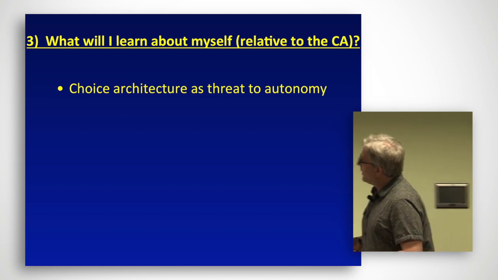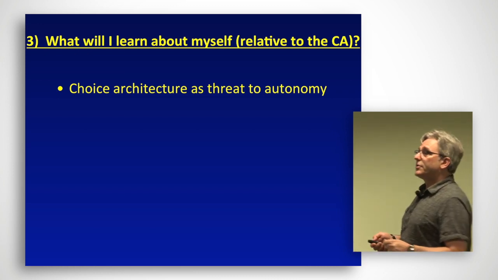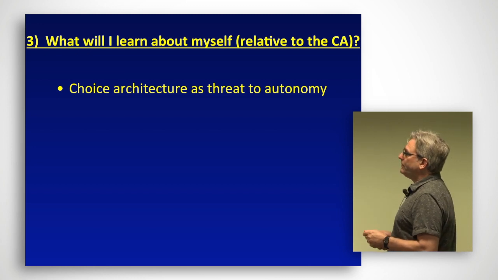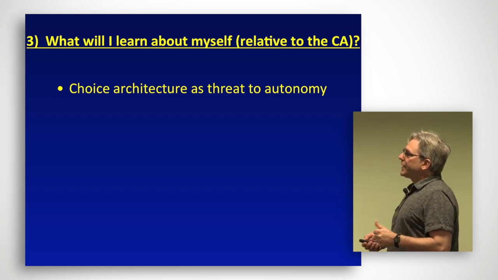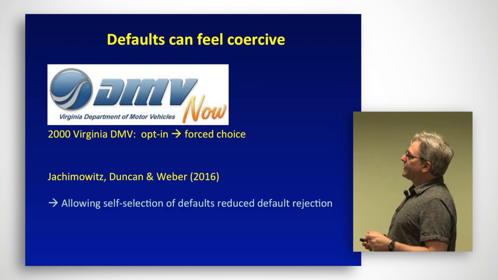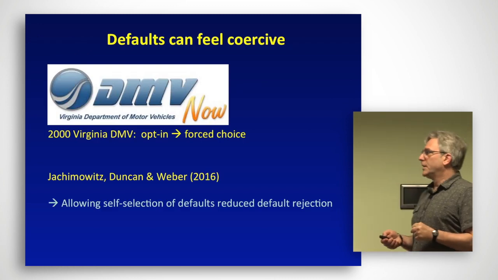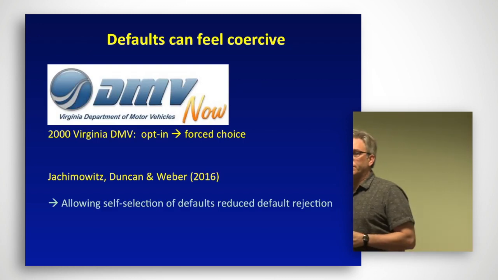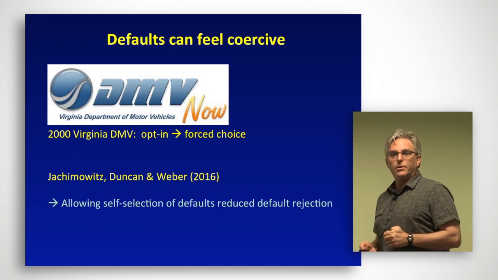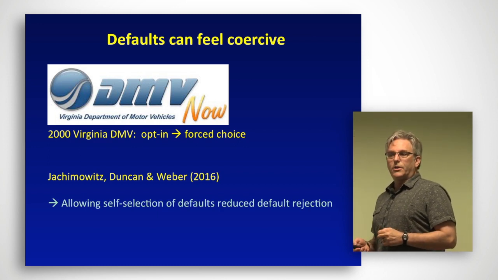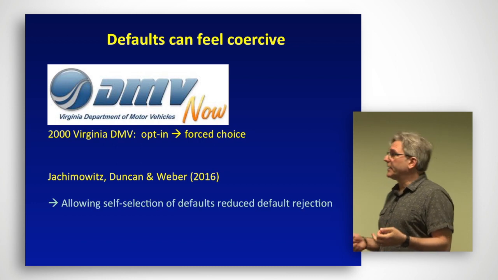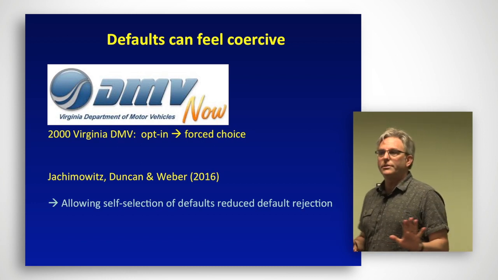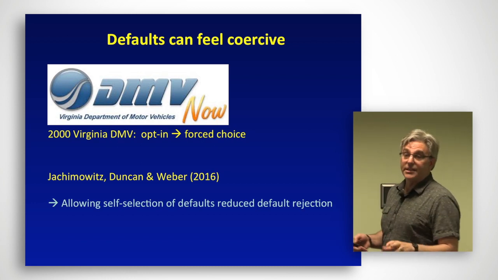Finally, I want to talk a little bit about what will I learn about myself relative to the choice architect. Choice architecture, in some sense, could be seen as a threat to autonomy. When I go from opt-in to forced choice, all of a sudden it feels coercive. And that coercion can lead to some reactance where I say, you know what, I don't even want to choose. I'm going to decline to state.